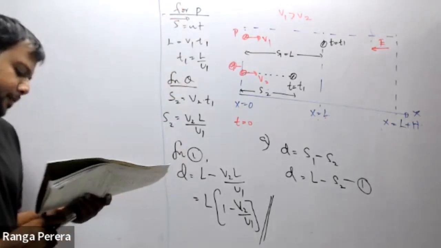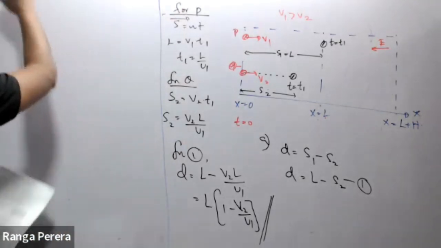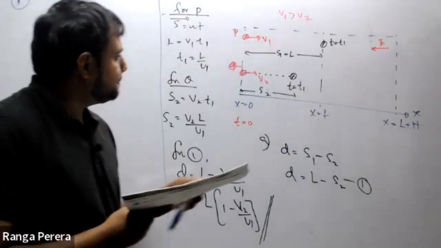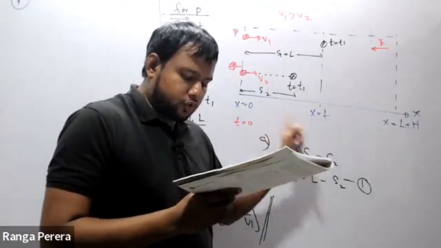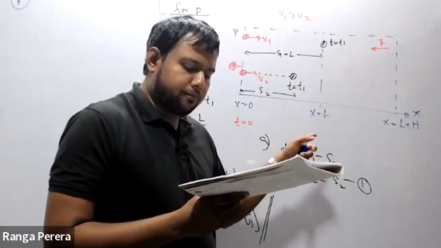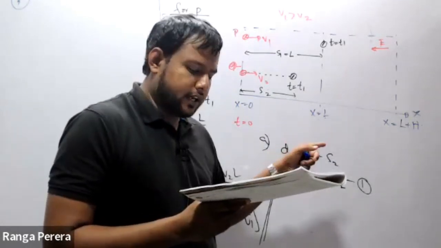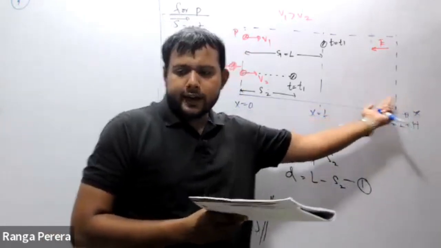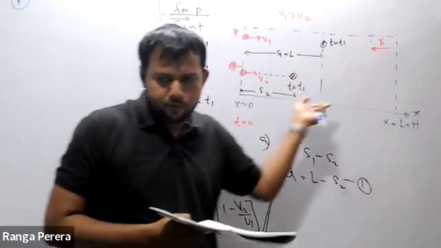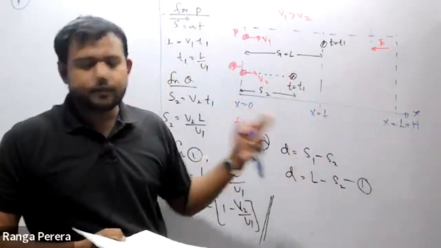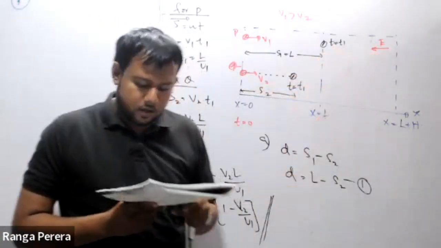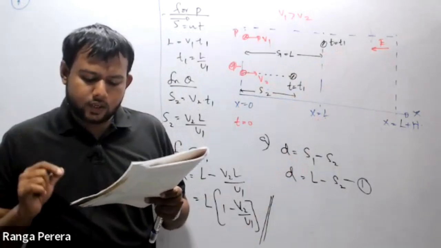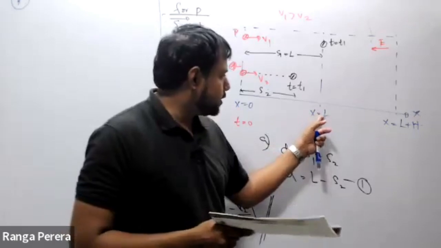Let us start the second part, part B, in our question. At x equals L, the two particles enter a uniform electric field of intensity E directed along the negative x direction. This is the positive x direction. Negative x means this. So this is the direction of the electric field.